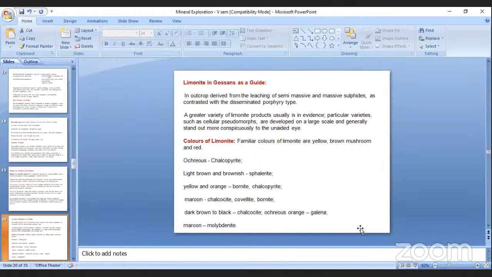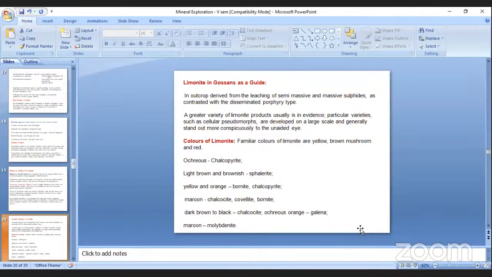The color of limonite is very important. Limonite is either yellow or brown, or in a red color also. Based on this, we are able to identify mineral types. Chalcopyrite is light brown and brownish.